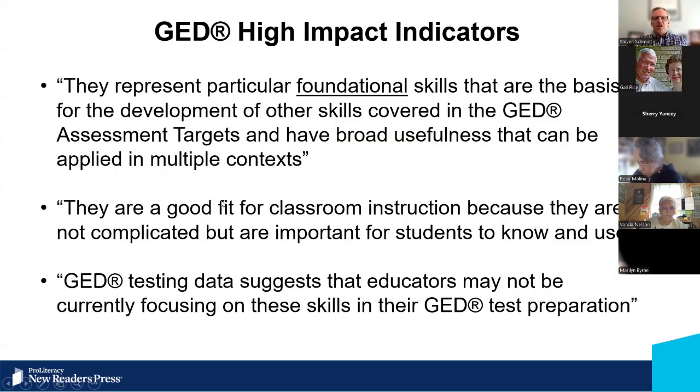Let's get into the high impact indicators. What are they? They do represent foundational skills that are the basis for development of other skills covered by the GED assessment targets, and they do have broad usefulness that can be applied in multiple contexts. In other words, these can be done in reading in the content area. These will help students as they read, as they do social studies, as they do science content. They really will help also with writing skills and math skills as well, since there's a lot of reading that goes on for the GED math test. So high impact indicators are important.